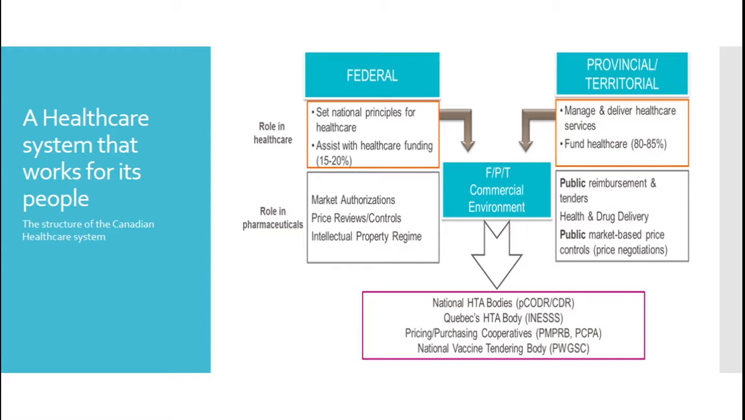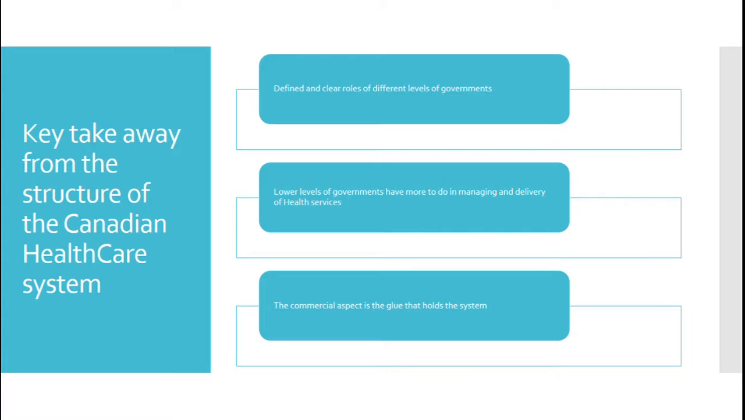That being said, what can we learn from this? The biggest takeaways are threefold. In my opinion, in the Canadian healthcare system there is a well-defined role for the different levels of government, and that is very important. The national government, the federal government, cannot do everything. And the second thing is that lower levels of government have more responsibilities in the healthcare service.